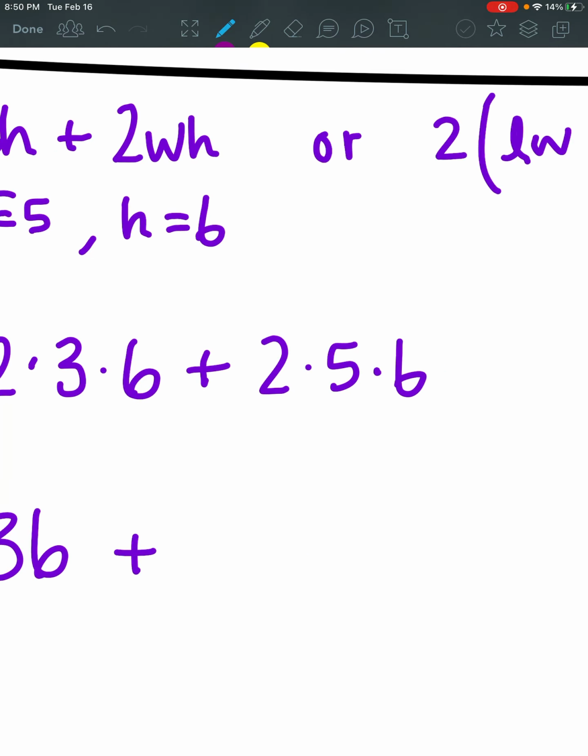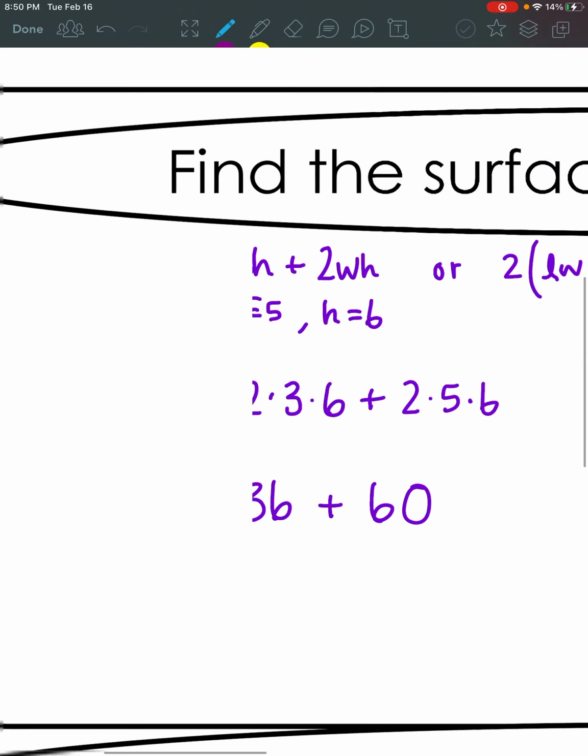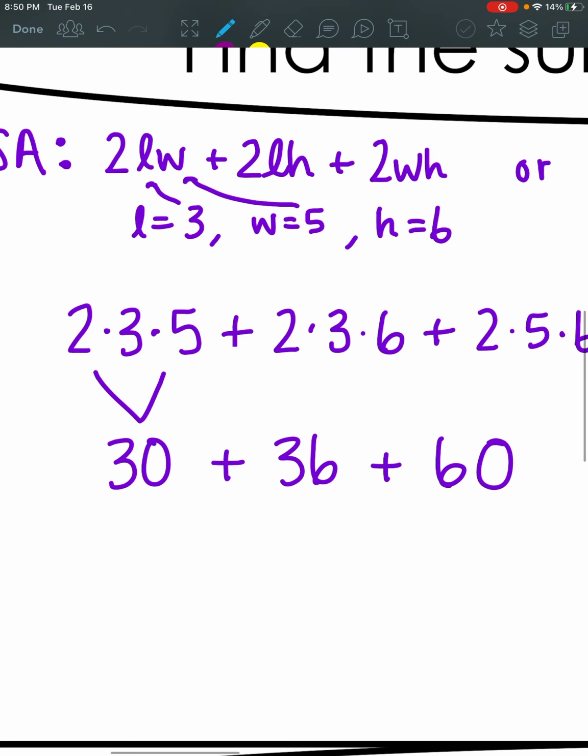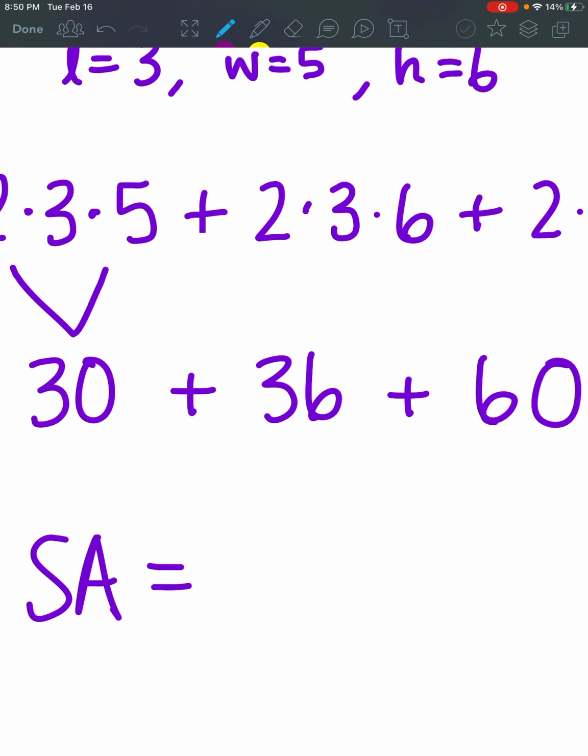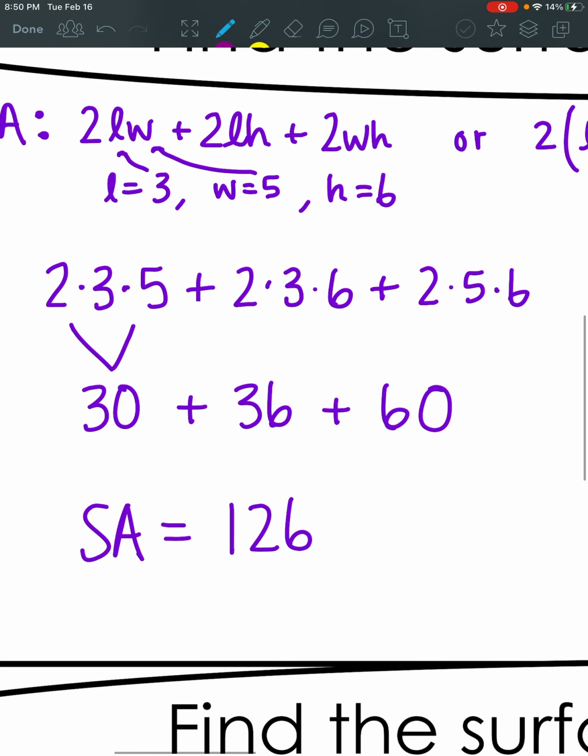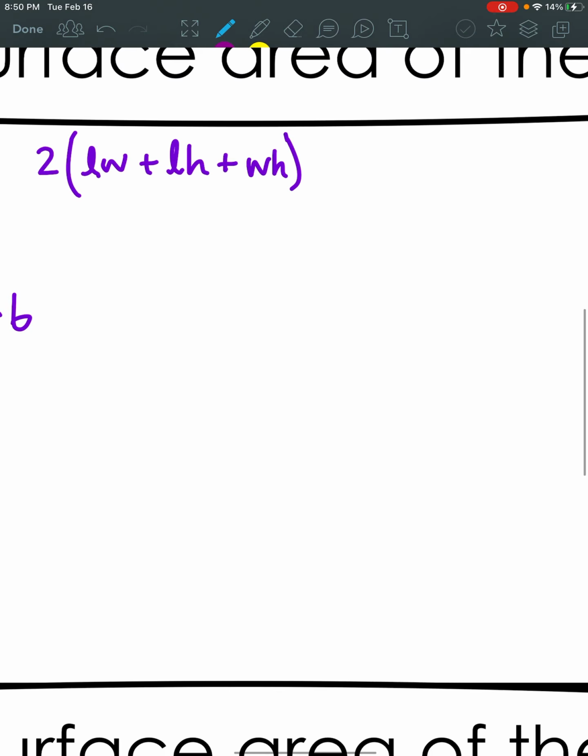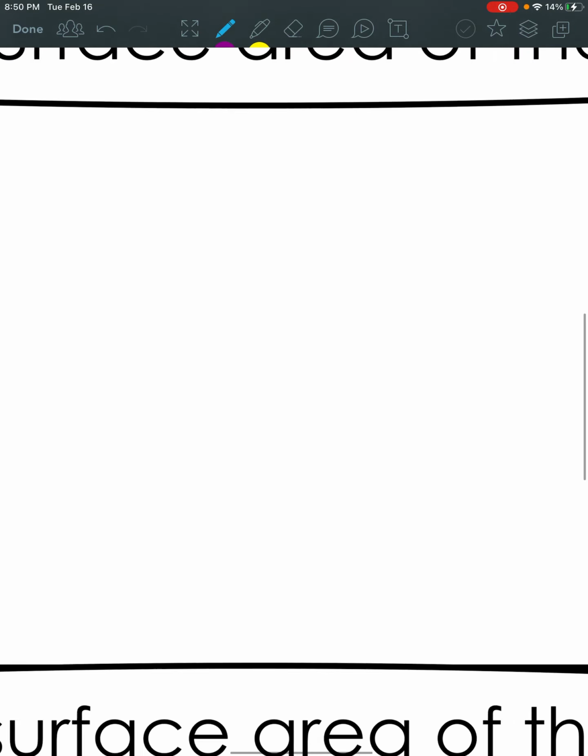And then plus 2 times 5 is 10, 10 times 6 is 60. And then we could add all of this together. So the total surface area, I'm going to add my 30 and 60 first, so that's 90. And then 90 plus 36 is 126. Surface area, we always label, so it was inches, and area is always squared.